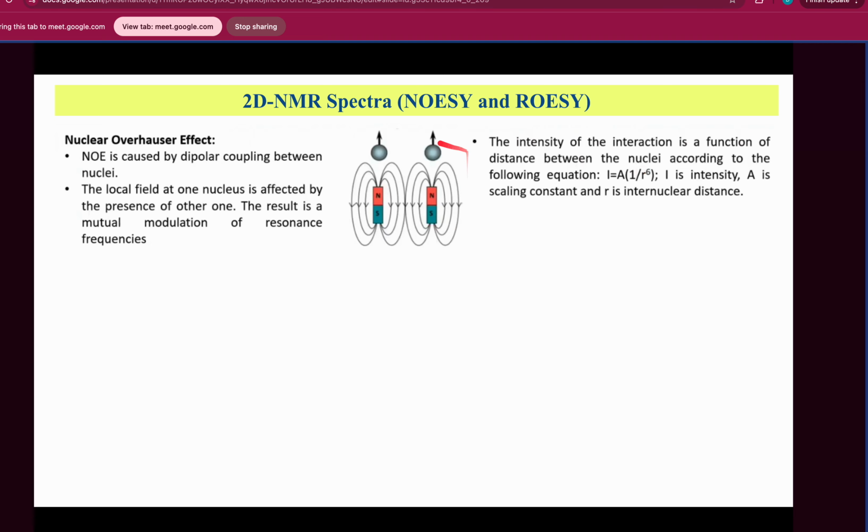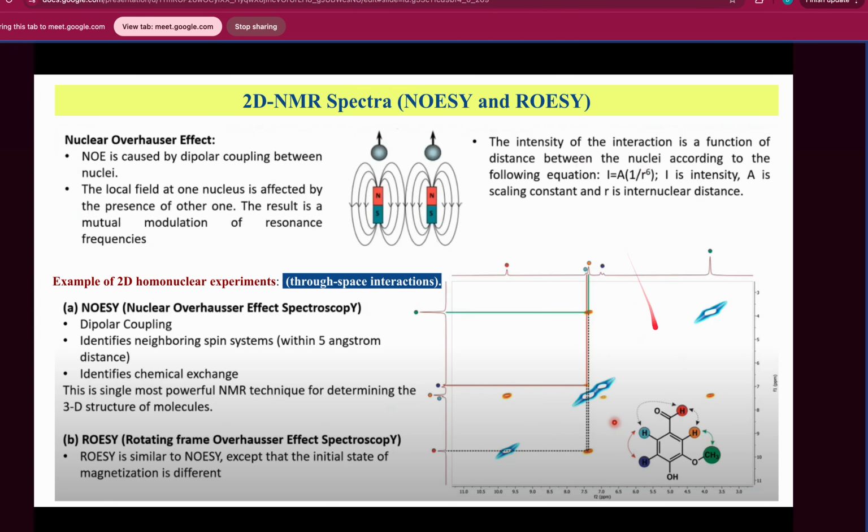Then there are other terms such as NOESY and ROESY. So till now we have only seen the bond-based interactions, but NOESY is based on the principle of NOE, which is the nuclear Overhauser effect, which is caused by the dipolar coupling between the nuclei. So the local field at one nucleus is affected by the presence of the other one. The result is the mutual modulation of resonance frequencies. So the intensity of interaction is a function of the distance between the nuclei. So for simplicity, we will see an example.